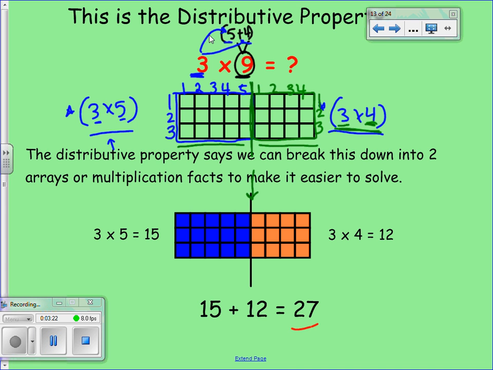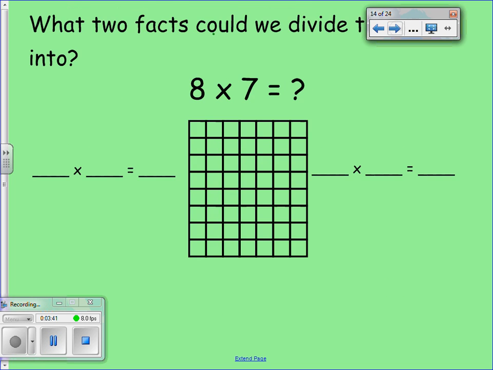And if you look at the picture below, you can see that 3 times 5 is 15, 3 times 4 is 12, and 15 plus 12 is 27. Therefore, 3 times 9 equals 27. All right, so now, here's another example.